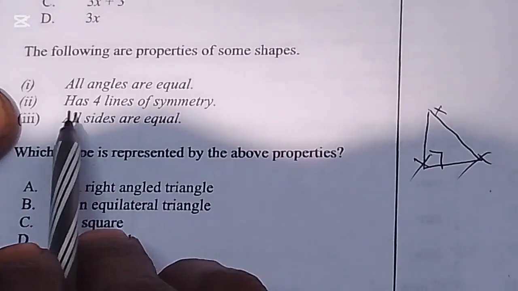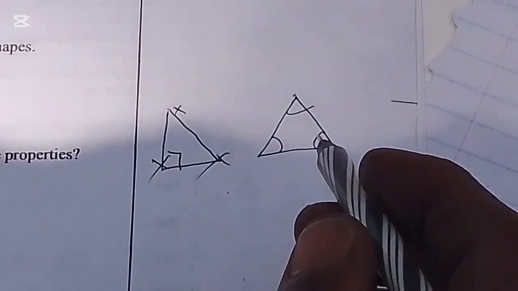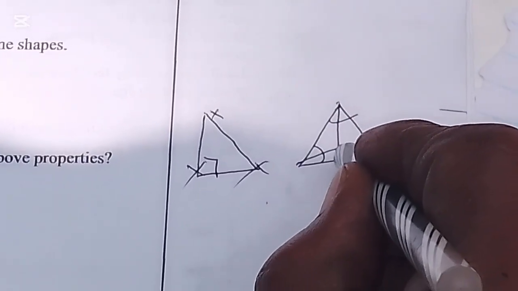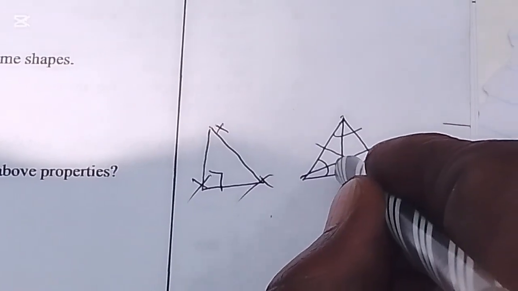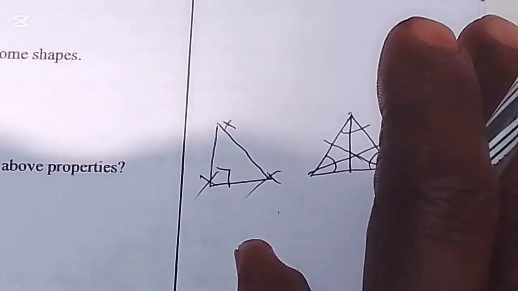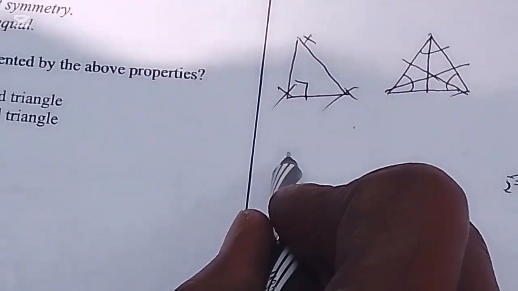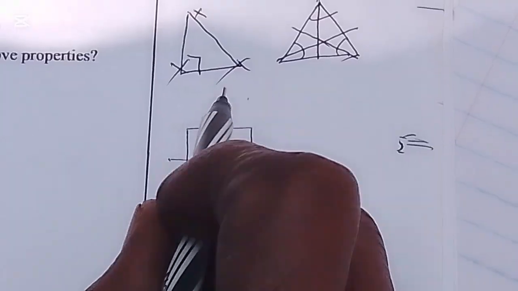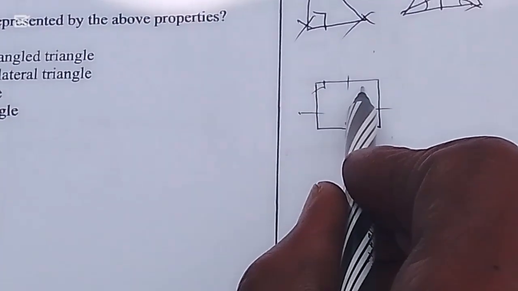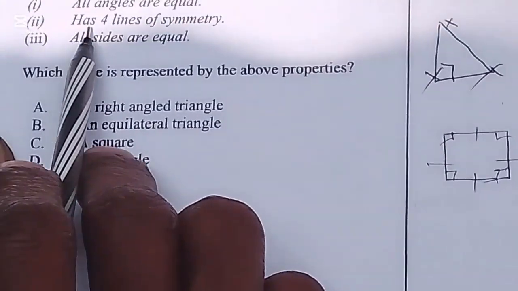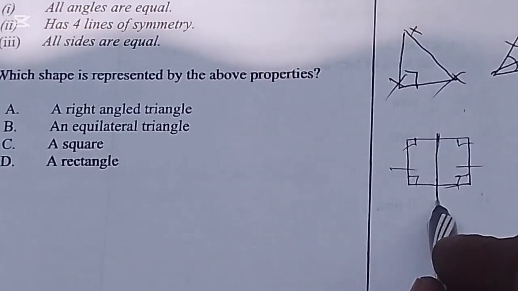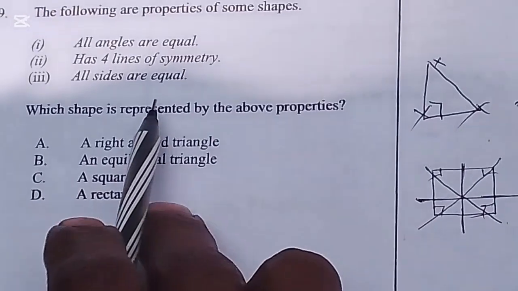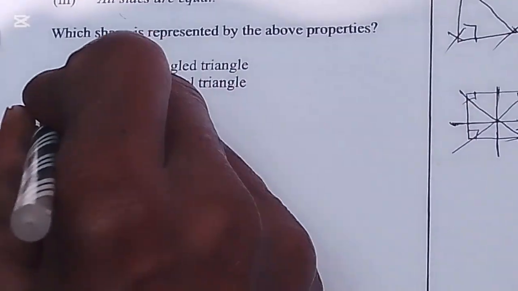That's correct. Has 4 lines of symmetry? This one has 3 lines of symmetry. 1, 2, 3. A line of symmetry divides a plane figure into 2 equal parts. Let's see a square. We have a square which looks like that. All angles are equal. Has 4 lines of symmetry. 1, 2, 3, 4. And all sides are equal. So we have a square.